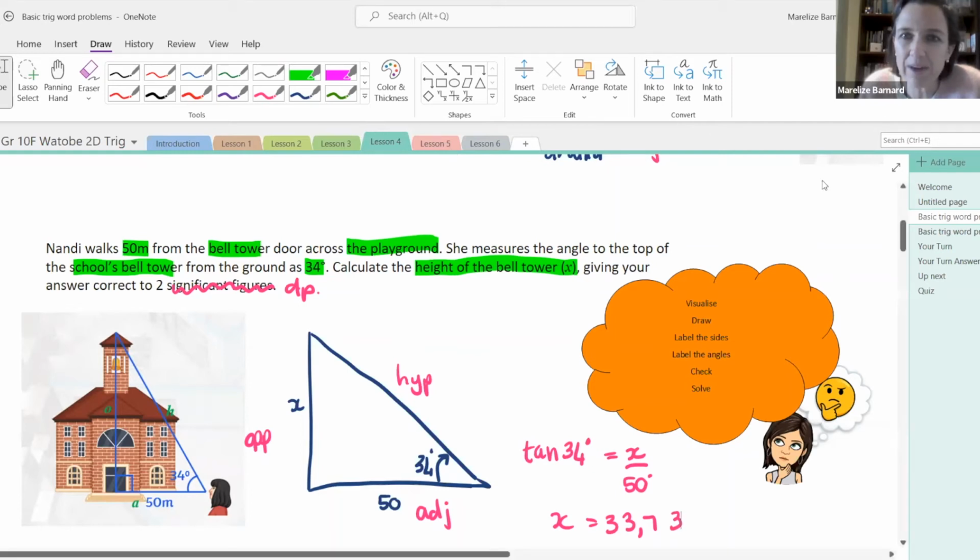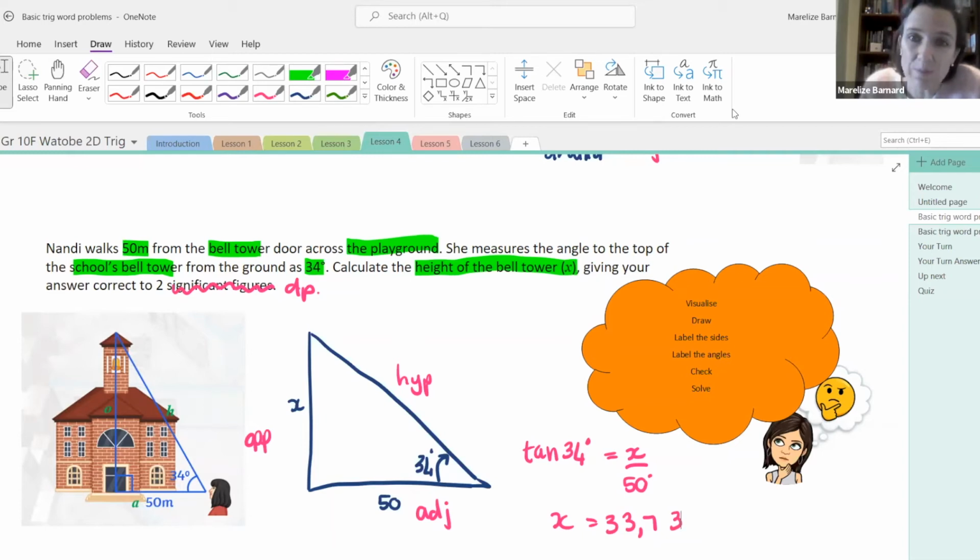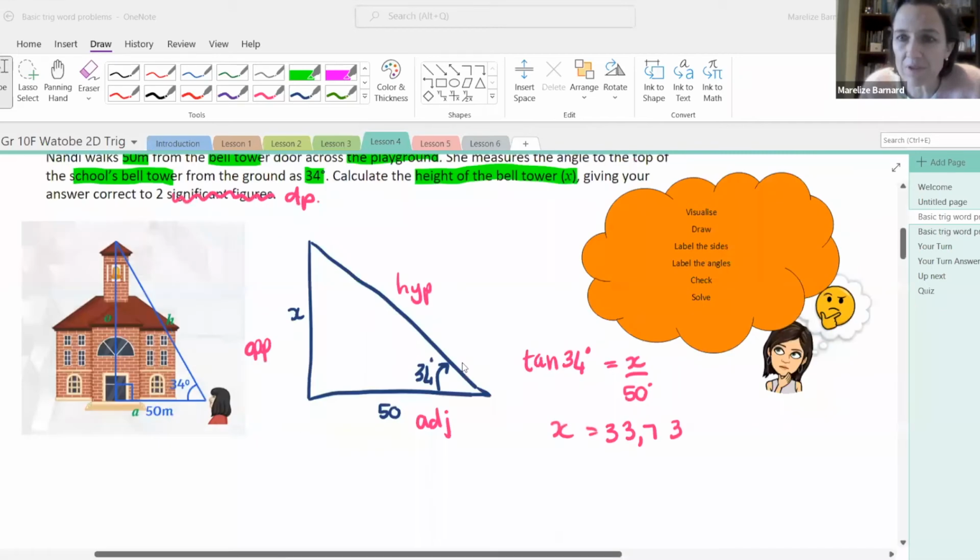Right, well done, everyone. I hope you are checking your answer and understanding where you're going wrong. Make sure you use the right trig ratio. Make sure you place your sides, your measurements and everything in the right place on your diagram. Okay. Right, so if you're still struggling a little bit, don't worry. We have got more questions for you to do.